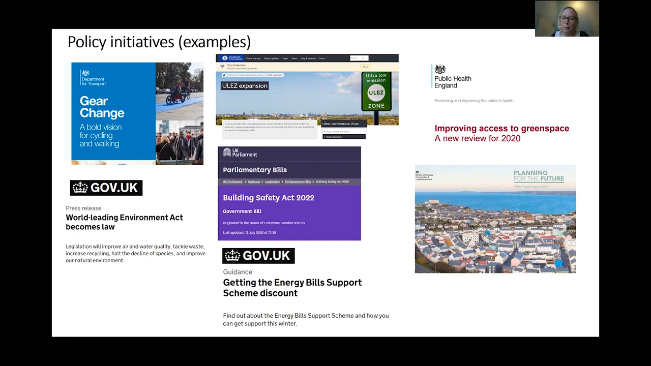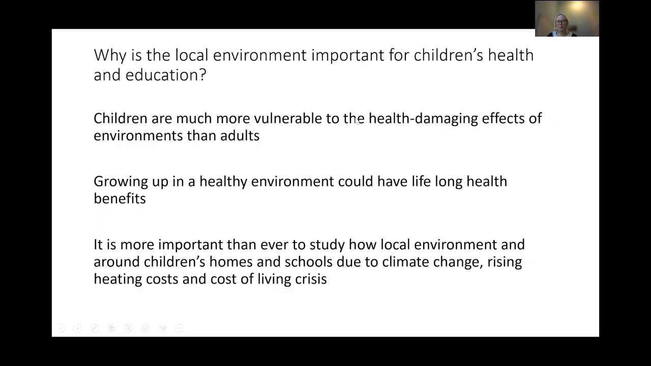So we have a new Environment Act, which was particularly controversial to do with the sewage and how much was allowed to be released. There's a Building Safety Act. There's help people can get with their energy bills now in this energy crisis. We have various policies to improve active travel and change planning, and also to improve air quality. So we also need to know whether these policies are really working to improve child health and education, which is what we're focusing on. So why are we focusing on children?